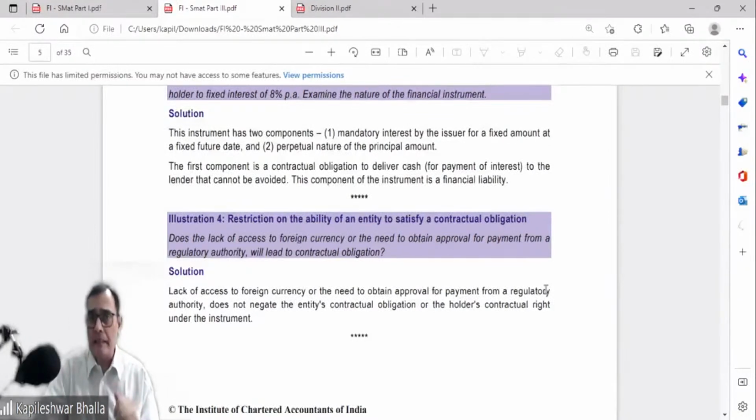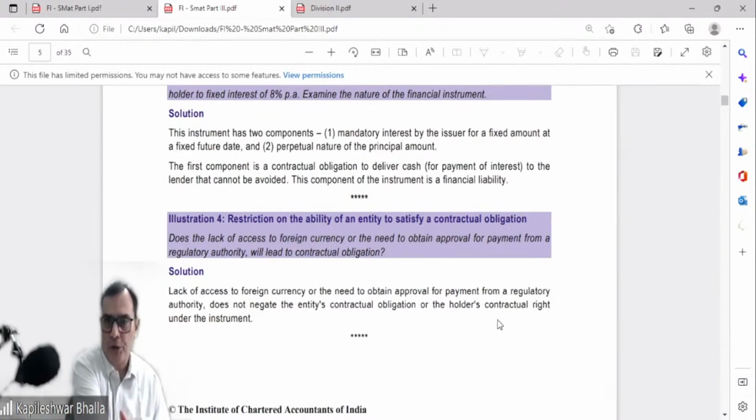If he doesn't get that money, he could do an impairment testing. But that doesn't negate the fact that it's a financial asset. That doesn't negate the fact that it's a contractual obligation for the issuer. So that was illustration 4, just a clarification in between.